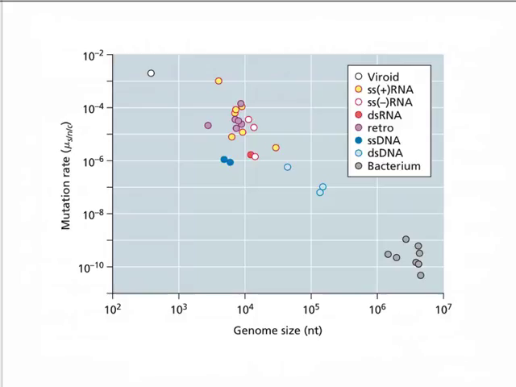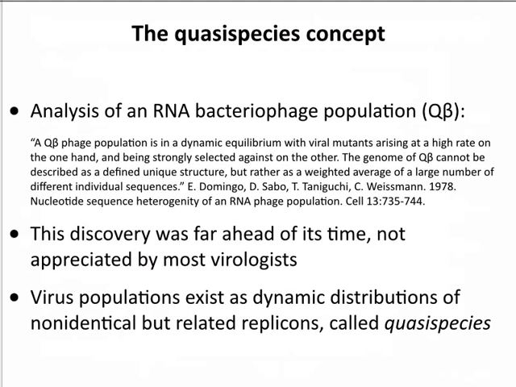We don't quite understand why that is, because they do have an error-correcting polymerase. They, for the most part, utilize the polymerase in the host cell. So this is an interesting mystery. Anyway, so that is one of the reasons why RNA viruses are the masters of mutation.